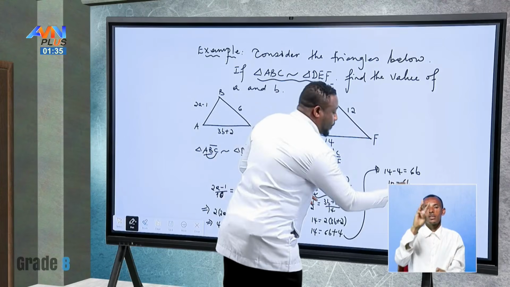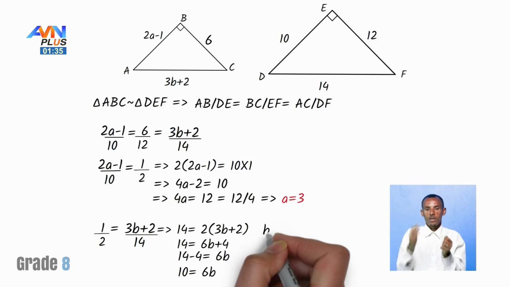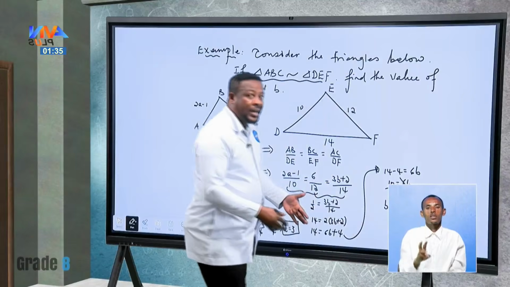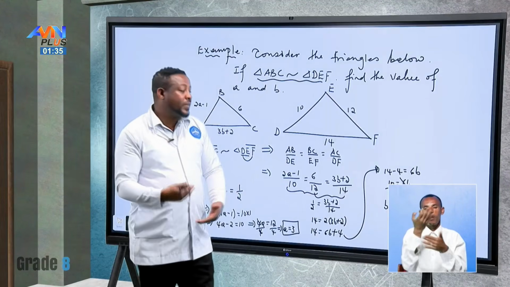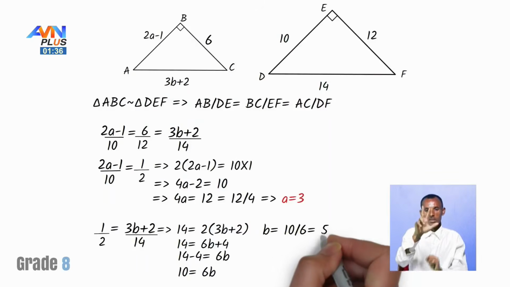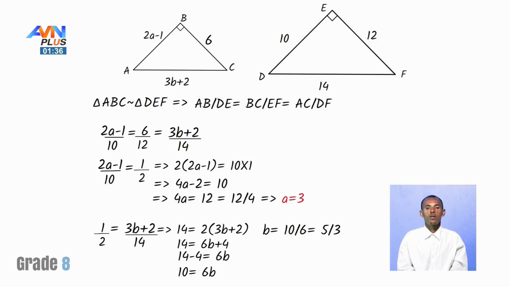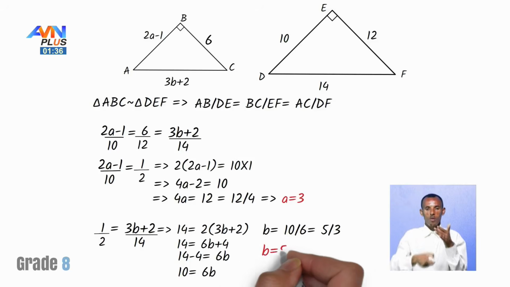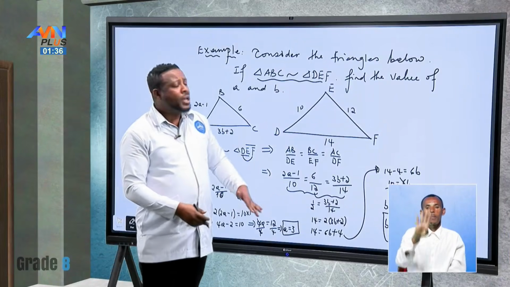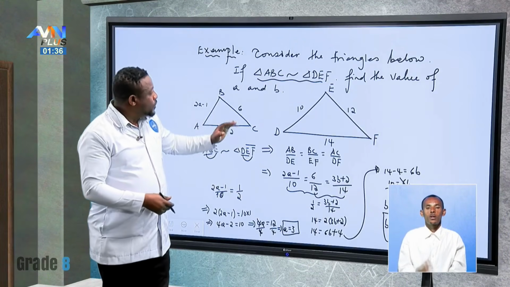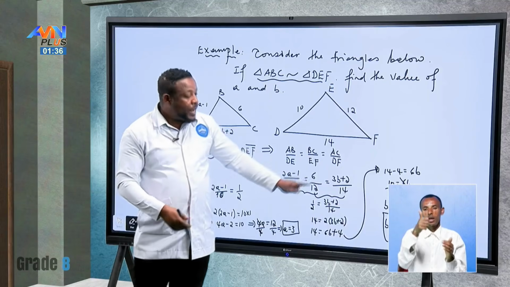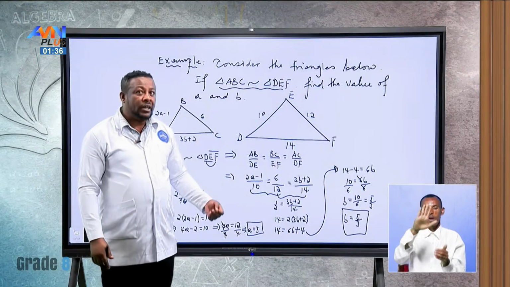Divide both sides by 6, then b becomes 10 over 6, or the simplified form of 10 over 6 is 5 over 3. So our b value becomes 5 over 3. This is the value of b, right? So the required answer in this example is a is equal to 3 and b is equal to 5 over 3.